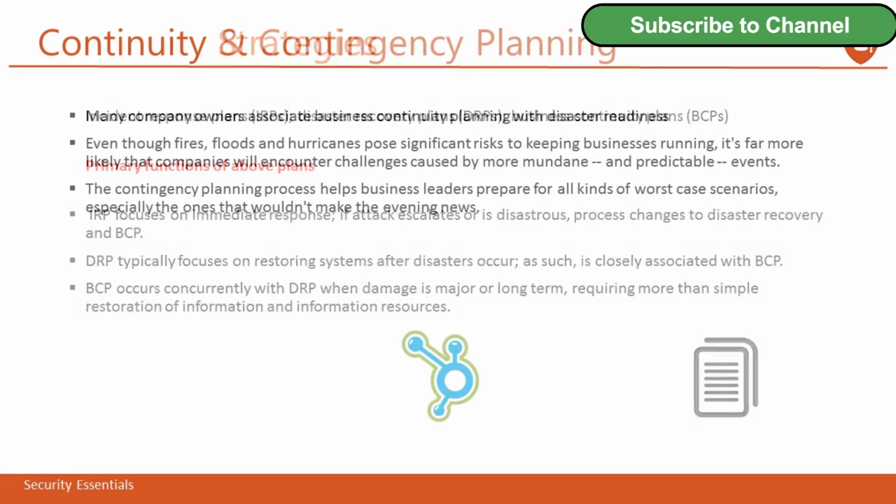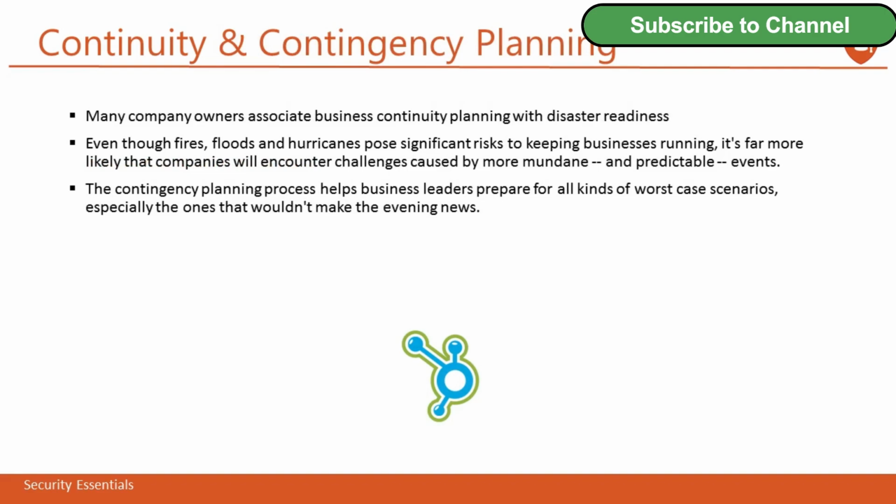Now we'll talk about continuity and contingency planning. Many company owners associate business continuity planning with disaster readiness. Even though fire, floods, and hurricanes pose significant risk to keeping businesses running, it's far more likely that companies will encounter challenges caused by more mundane and predictable events. The contingency planning process helps business leaders prepare for all kinds of worst-case scenarios, especially ones that will not make the evening news. But there must be a plan for any disaster scenario, and that will all be under continuity and contingency planning.